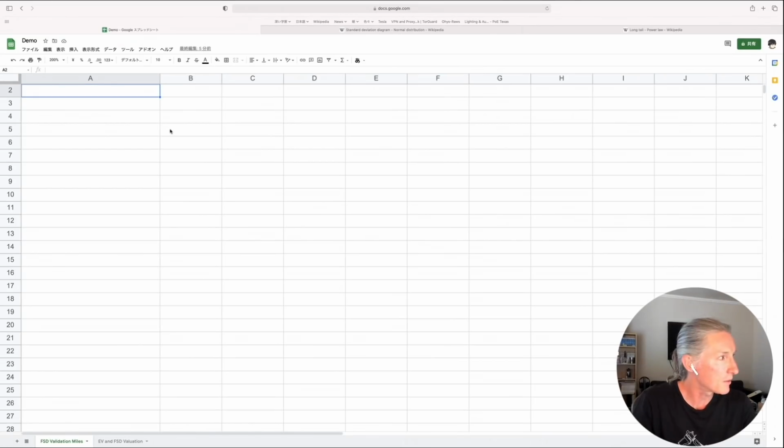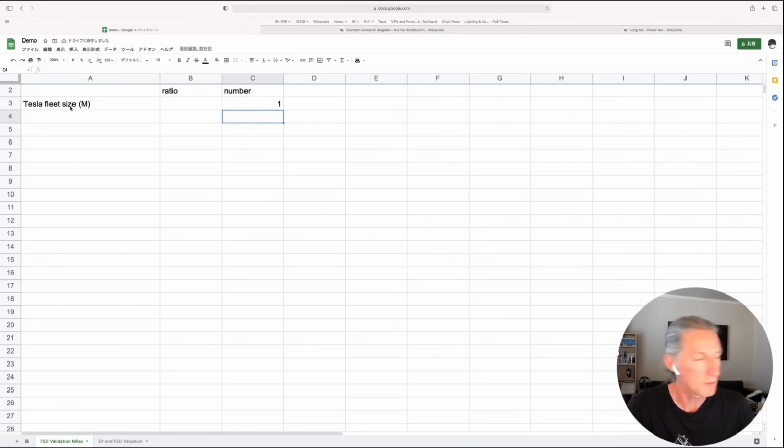So let's start with what's a Tesla fleet size? We'll do this in millions of vehicles, so the numbers don't have tons of commas in them. Actually, we call this a ratio and a number. Okay, so we start with 1 million cars, right? Tesla's at about 1 million AP capable cars right now.